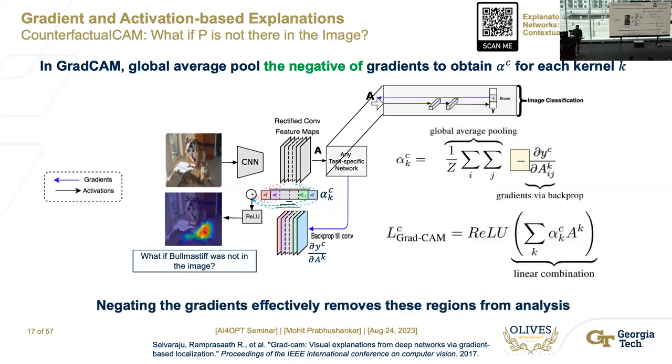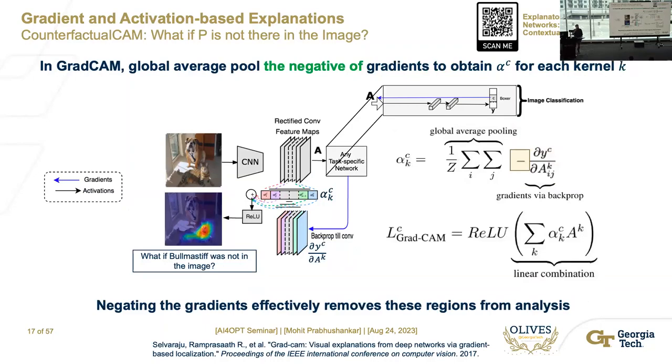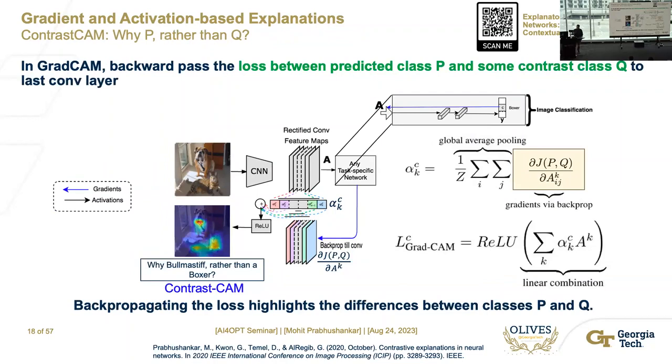So this was counterfactual, where I'm negating it. And for the other one, I'm taking a loss function between a prediction P and some contrast class Q. So asking the question of why P rather than Q is basically a loss function that I can get between P and Q, and I'm backpropagating the loss function, this J(P,Q), within the GradCam framework. Even in the counterfactual case, the only difference from GradCam is the negation of the logit. In this case, the only difference from GradCam is that instead of backpropagating the logit, we are backpropagating a loss function on top of it. And we get access to this contrast cam where the jowls of the dog are shown to show the difference between either a boxer or a bull mastiff in this particular case.